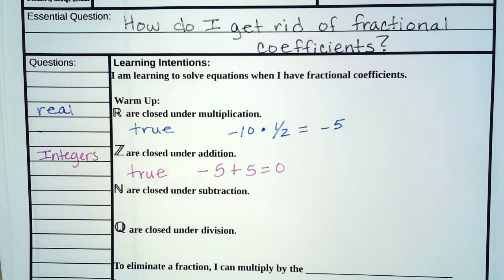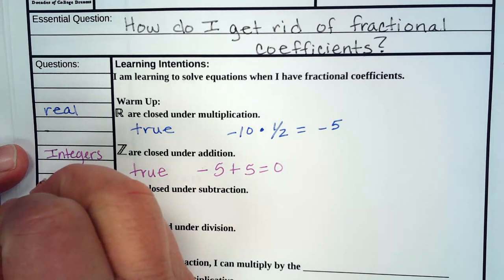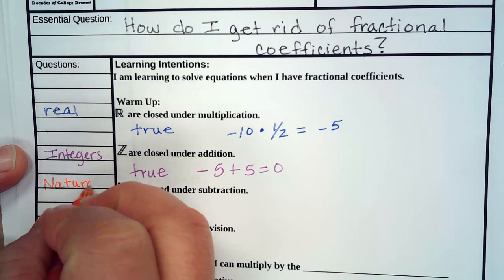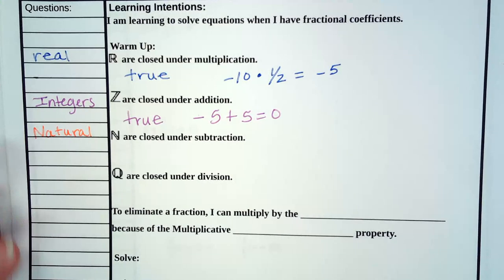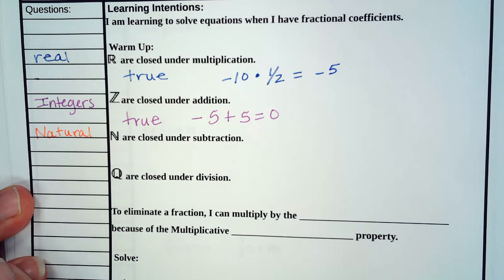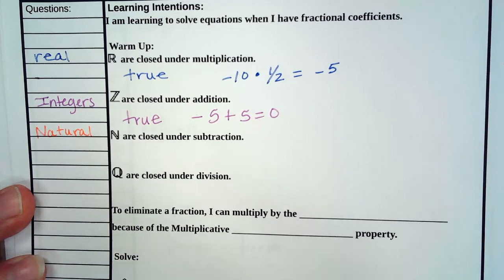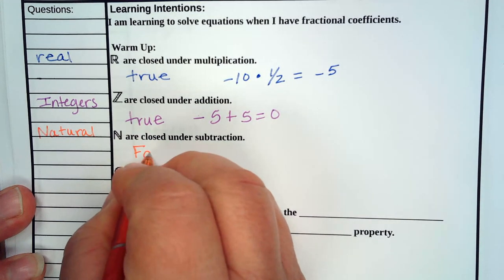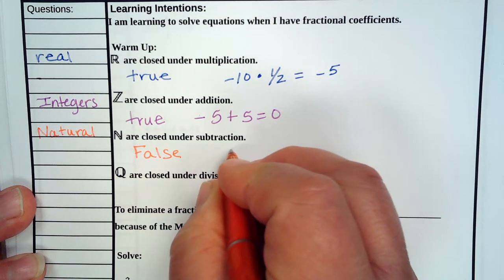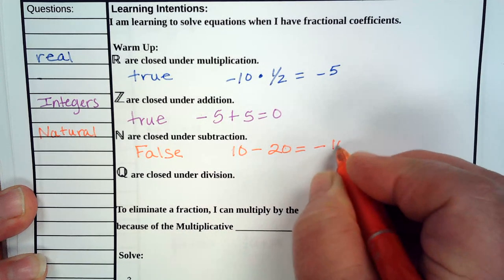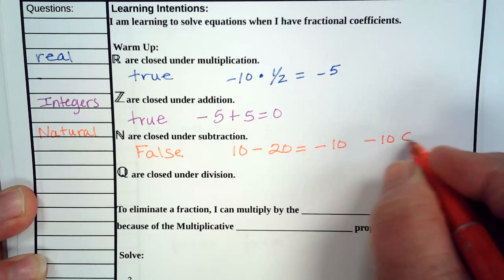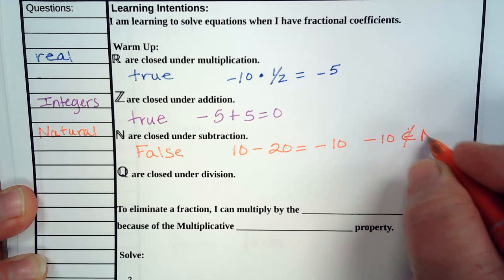Are the natural numbers closed under subtraction? N is for your natural numbers. Okay, think about it hard. Natural numbers do not include negative numbers, do they? So this would be false. All I have to do is take 10 and subtract 20. 10 minus 20 gives me -10. -10 is not an element of the natural numbers.